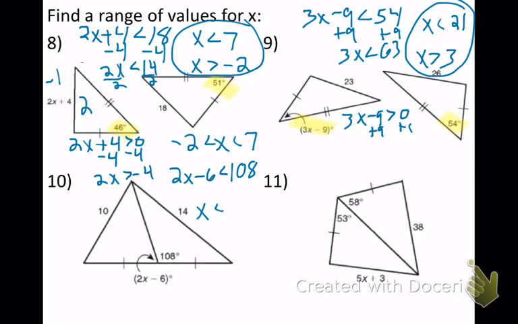X less than 57? Because don't you add 6 and divide by 2? So x is less than 57. And then I need to set up a second inequality. Katie, how would that second inequality be? 2x minus 6 is less than 0. Greater than 0. Greater than 0.